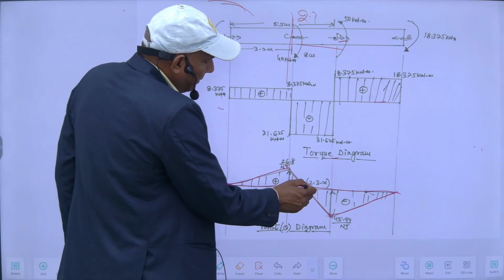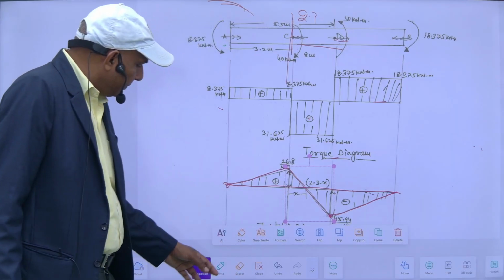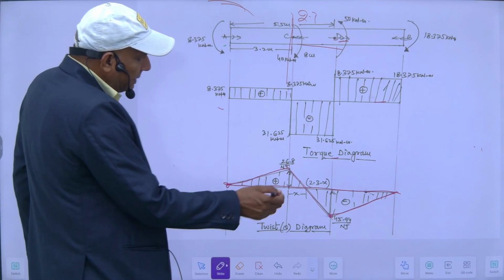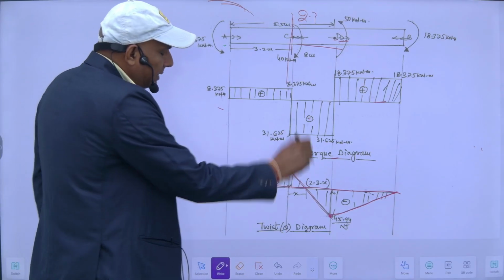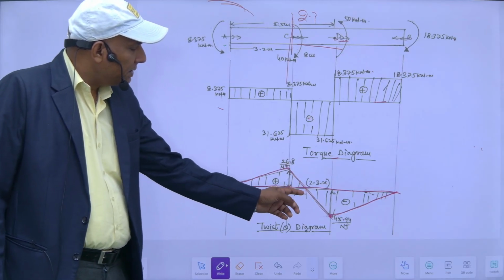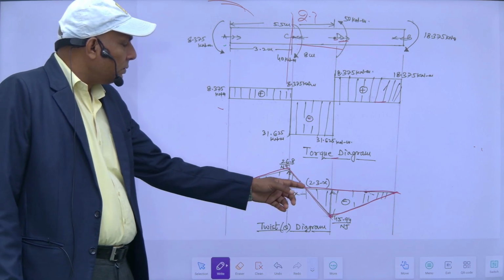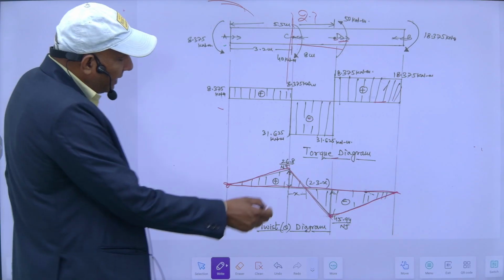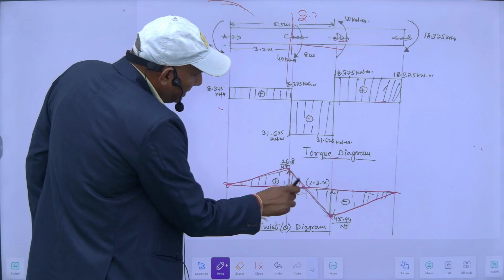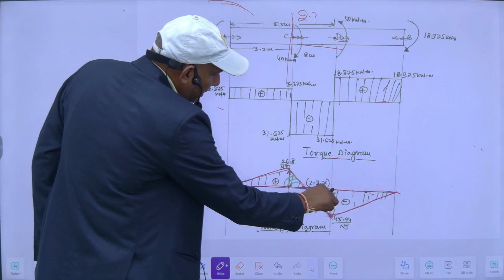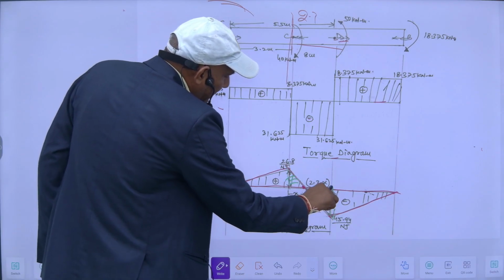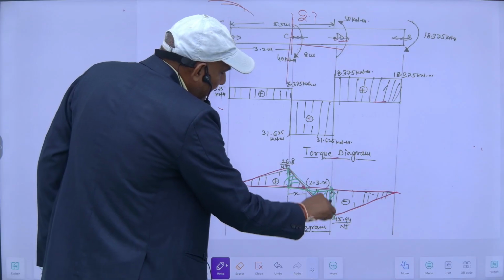This is the position where my angle of twist is changing its sign from positive to negative. It means at this point my theta is equal to 0. So this is the position where my angle of twist is 0, where there is no angular twist. For finding this point, suppose this one is this triangle and another is this triangle. So these are my two triangles.